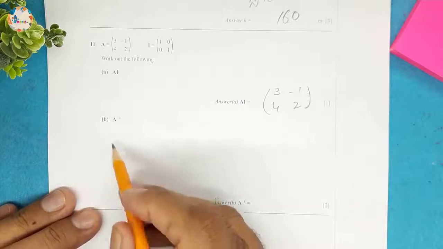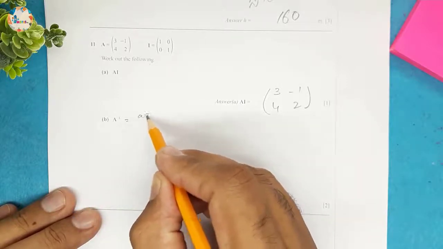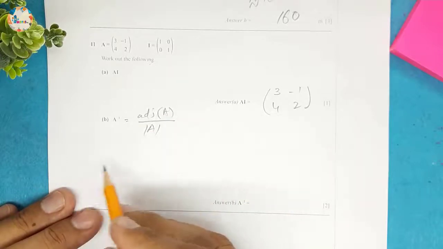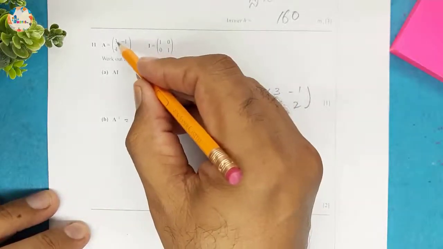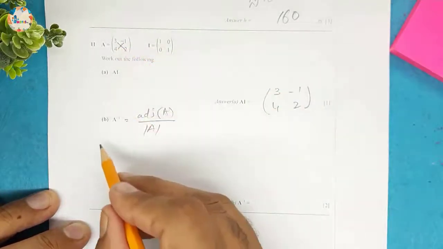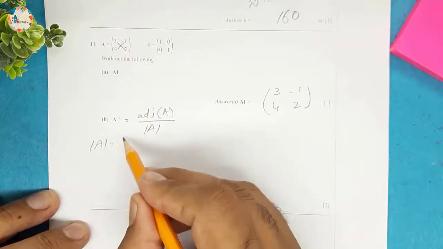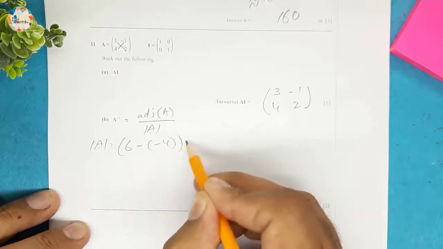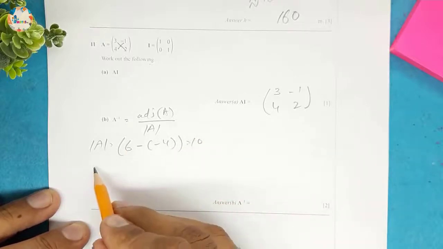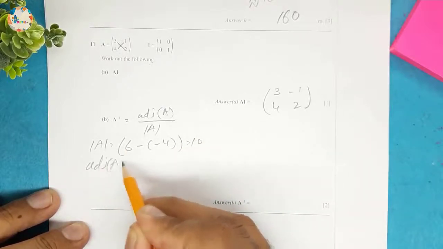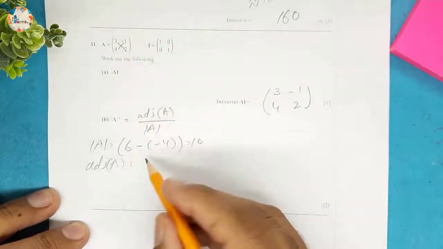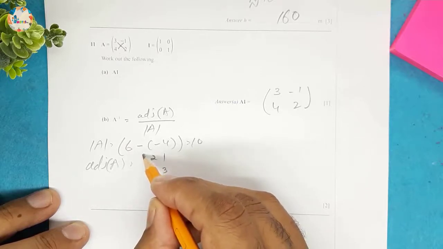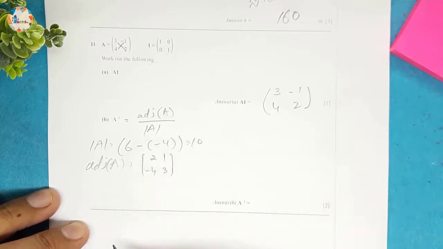Then A inverse will be equal to adjoint of A over A mod. This is basically the formula. So for A mod we multiply this with this minus this with this. A mod is equal to 3 into 2, which is 6, minus minus 4, and this will be equal to 10. Now adjoint of A will be changing the location of these two, this will be 2 and 3, and changing the sign of these two, so this will be our matrix.